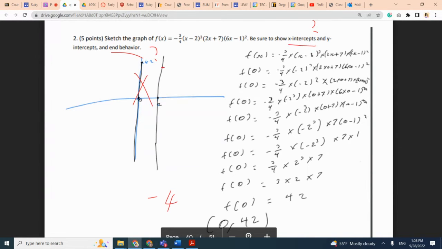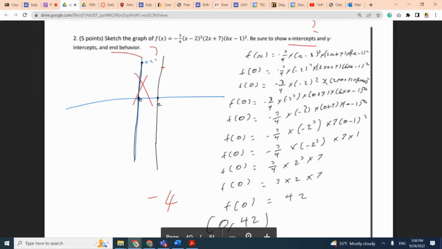Okay. So because we're working with the x, when you mean multiply, I try not to use the cross because sometimes your cross looks like x, right? So try not to use cross. You can use a dot, okay, to indicate multiplication. So this is the y-intercept. Y-intercept is a point, and you still need to find the x-intercepts and then draw the picture.